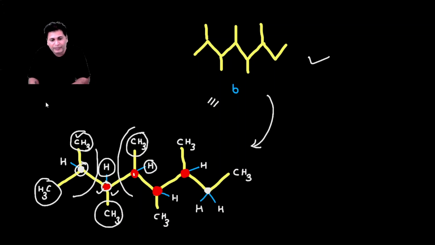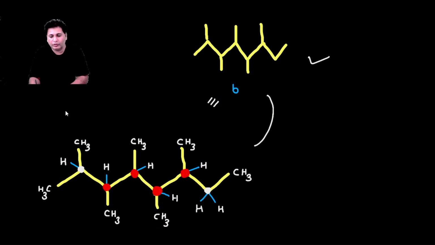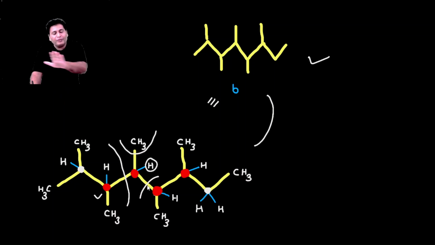this is a complete, so let me make it more clear. So we have already discussed this is chiral. Now coming on to this, this is a different group, this is a different group, this is hydrogen, and this is a different group. So all the four groups associated with this carbon are different. So again, this is going to be a chiral carbon.